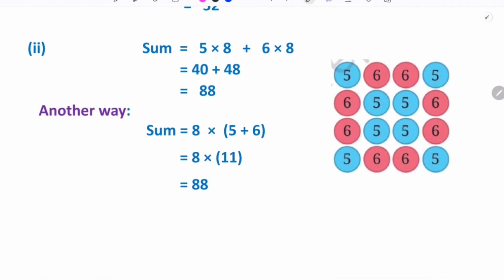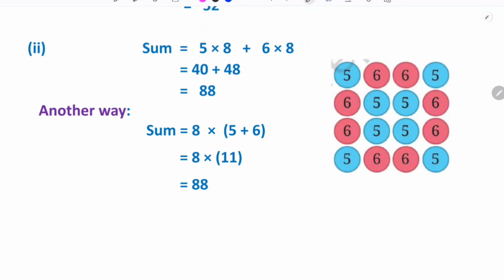Now next one. How many 5s are there? 1, 2, 3, 4, 5, 6, 7, 8. So 5 multiplied by 8. 5 is given 8 times. What about 6? 1, 2, 3, 4, 5, 6, 7, 8. So 6 multiplied by 8. Same way as the previous case. 5 multiplied by 8 is 40. 6 multiplied by 8 is 48. So 40 plus 48, 88.